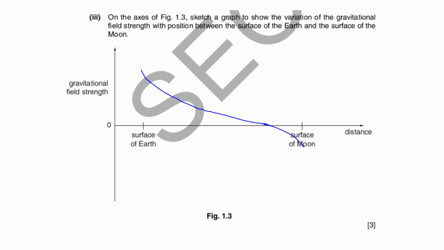But which one is stronger field strength, at the surface of the Earth or the surface of the Moon? Earth. So therefore the magnitude of this must be higher than this magnitude. Do you understand? But how do I know it is a curve? That's the question. Remember the formula for field strength is what? So it's a 1 over r squared graph. Right? That's why it's a curve. Do you understand? Okay.